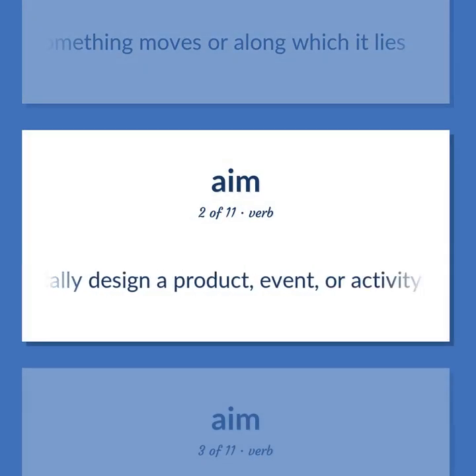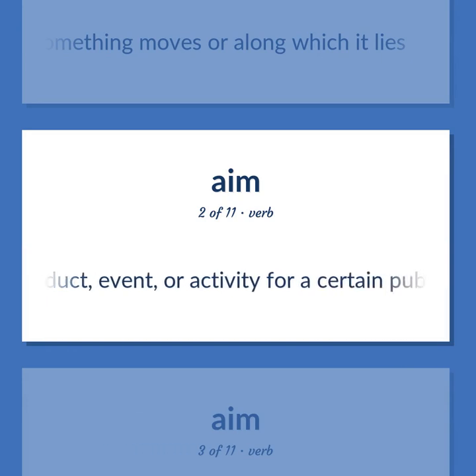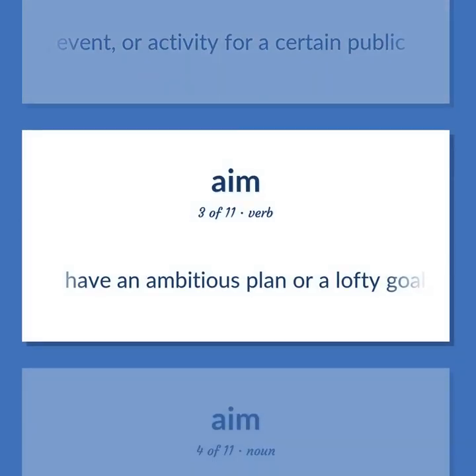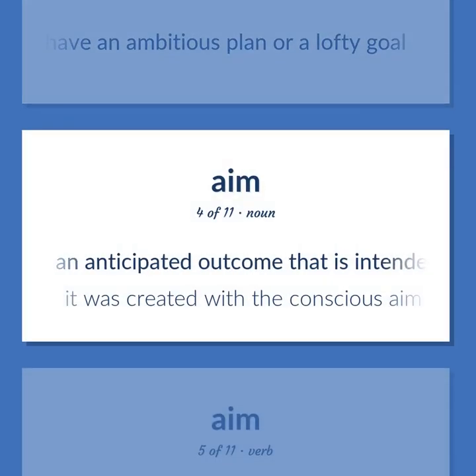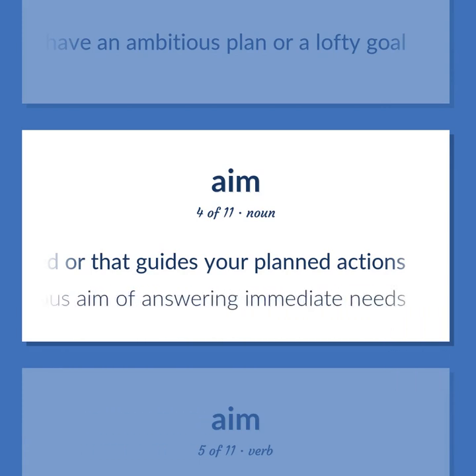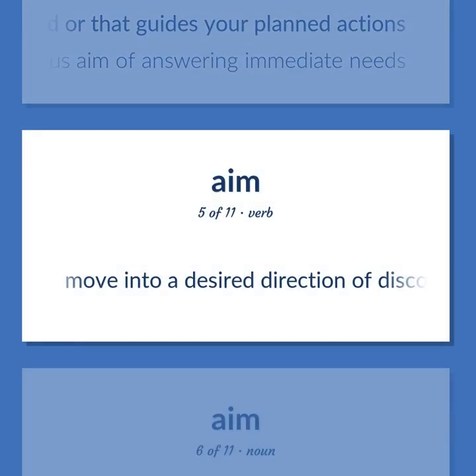Specifically design a product, event, or activity for a certain public. Have an ambitious plan or a lofty goal. An anticipated outcome that is intended or that guides your planned actions. It was created with the conscious aim of answering immediate needs. Move into a desired direction of discourse.